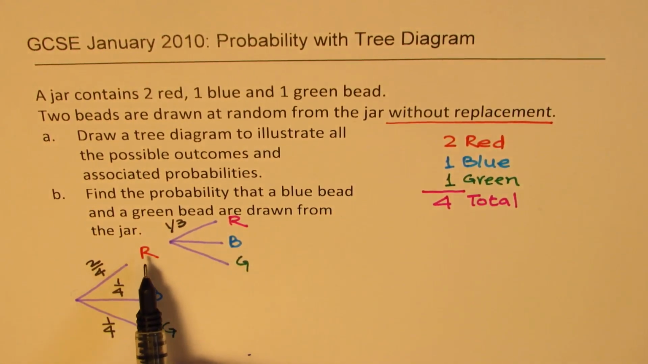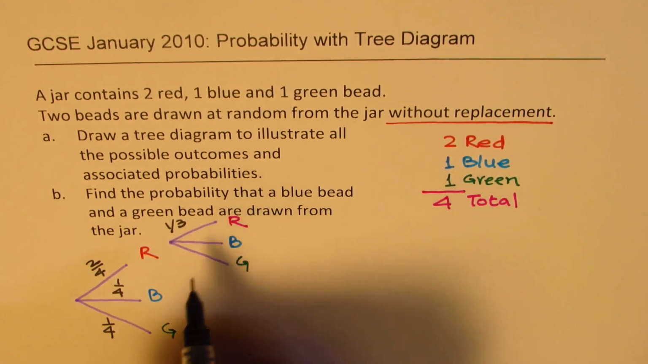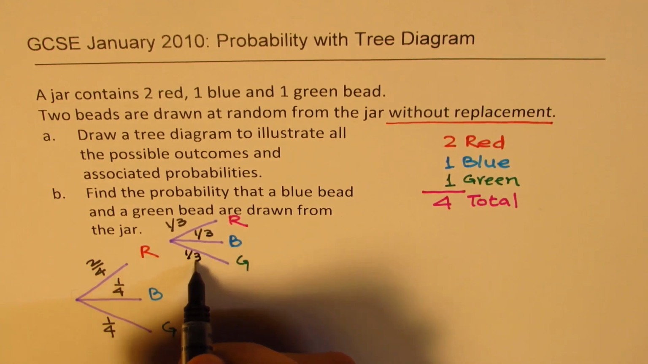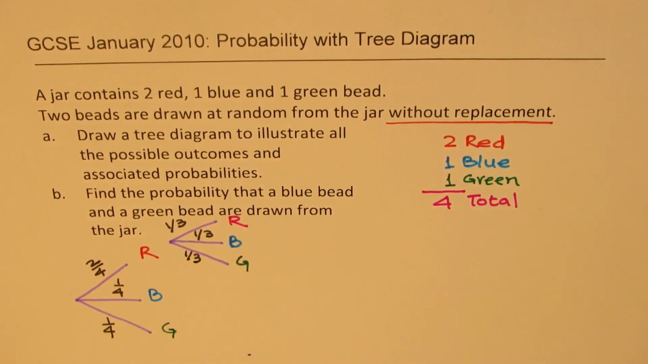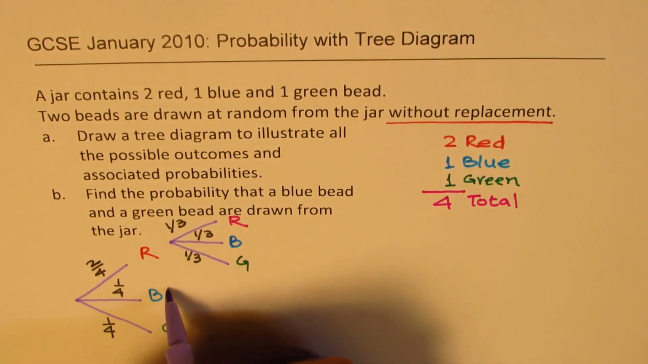Now in the first draw, it was red, not blue or green, so still we have 1 each. So their probability is also 1 over 3 and 1 over 3. Clear? Now when it comes to blue, then again you could get any of these combinations, correct?